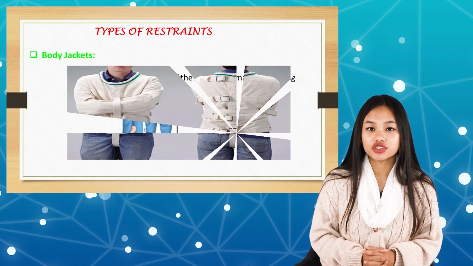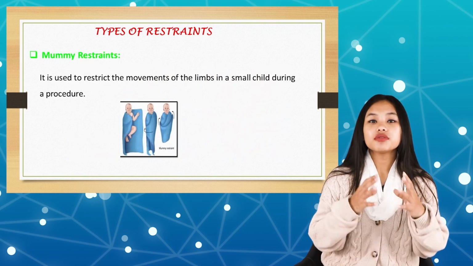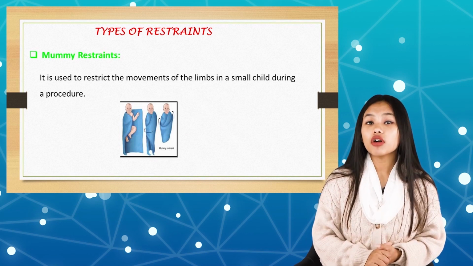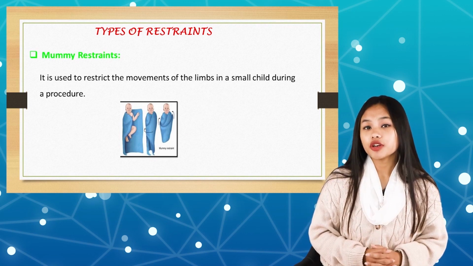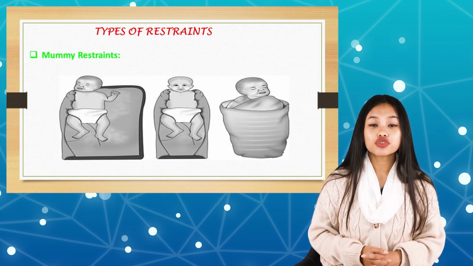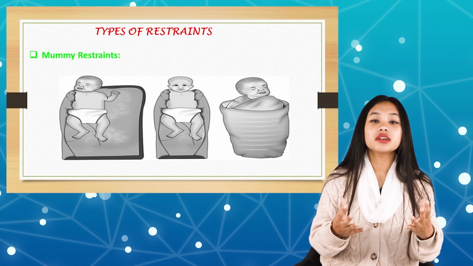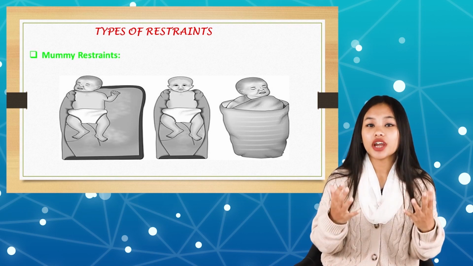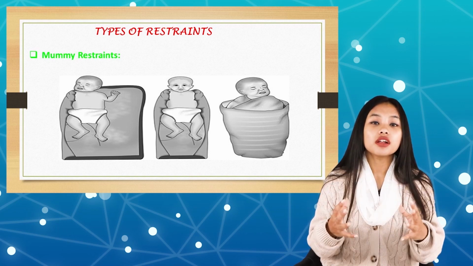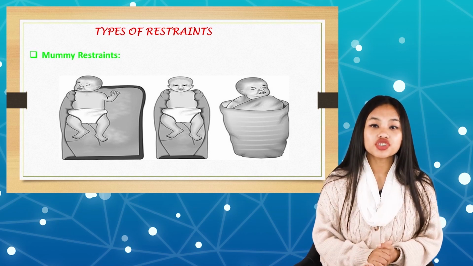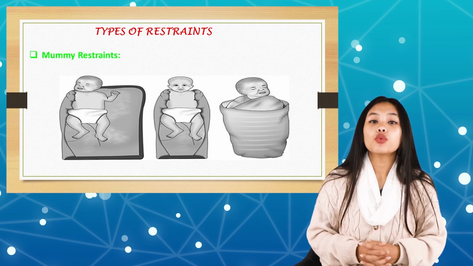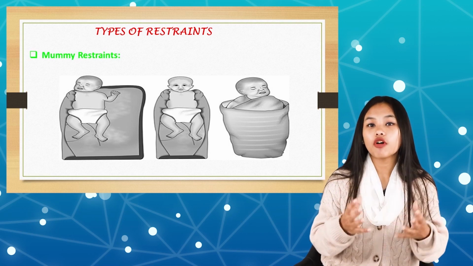The next one is the mummy restraint. So these mummy restraints are usually given to children in order to restrict the movement of the limbs, especially when any procedure is performed for them. So here this mummy restraint, as you can see in the picture, is like wrapping the child, right? This mummy restraint is only given to the child, whereby we will be wrapping the child in order to prevent them from moving their limbs while any procedure is being performed for them.